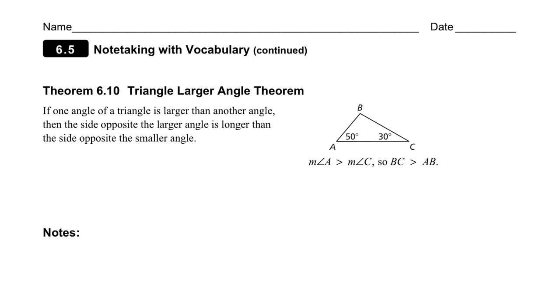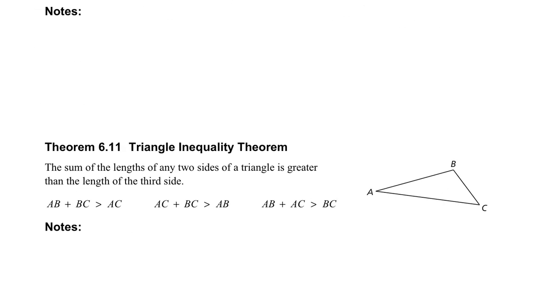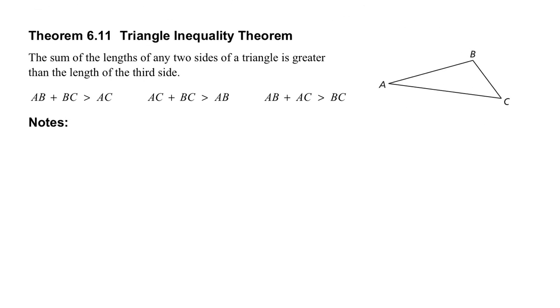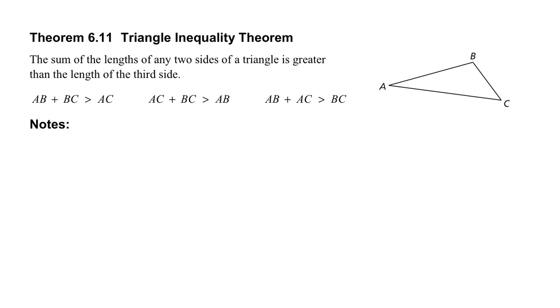And then we get into a pretty major one here, the triangle inequality theorem. This says the sum of the lengths of any two sides of a triangle is going to be greater than the length of the third side. So if I gave you a list of possible side lengths of a triangle, this would allow us to determine if we actually can make a triangle.